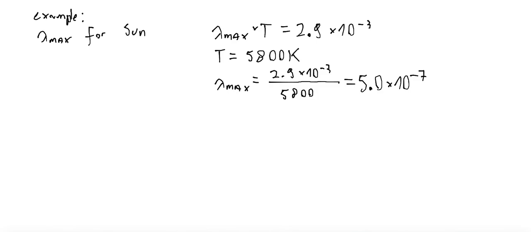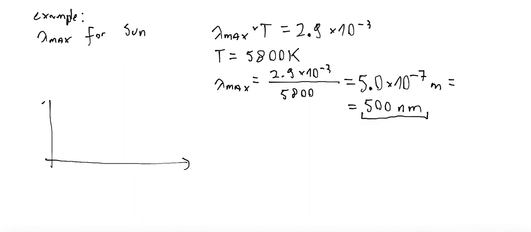Okay, I have obtained 5.0 times 10 to the power of minus 7 meters, or you can write this as 500 nanometers. What does it mean? 500 nanometers is a yellow color. This is why sun is visible as yellow. It emits all radiation, all wavelengths due to this curve. But the peak is for 500 nanometers, which corresponds with yellow color.